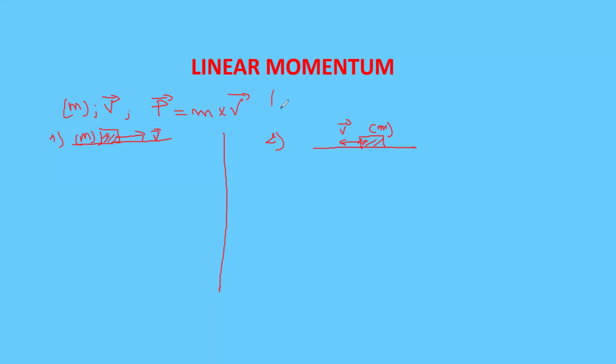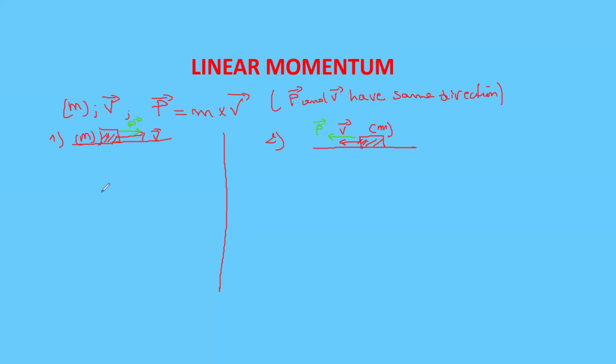Here, the vector p is always in the direction of v. So p and v have the same direction. Why? Because the mass is positive. So in the first case, the momentum p is directed to the right. In the second case, it's oriented to the left, with v.